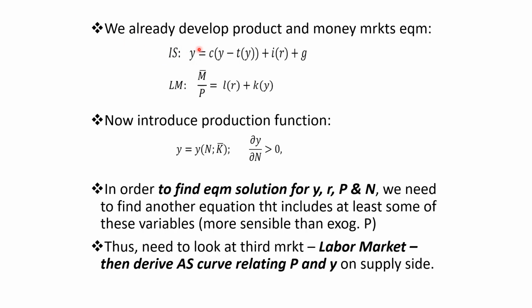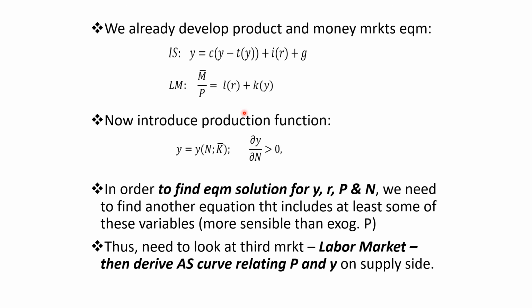Okay, we already developed the product and money market equations, which are the IS and LM equations. And then in this chapter, we introduce the production function, which is Y equals a function of employment and capital, N and K. These three equations have four endogenous variables, which are Y, R, P, and N. So the system as it stands is underdetermined. It has fewer equations than unknowns.